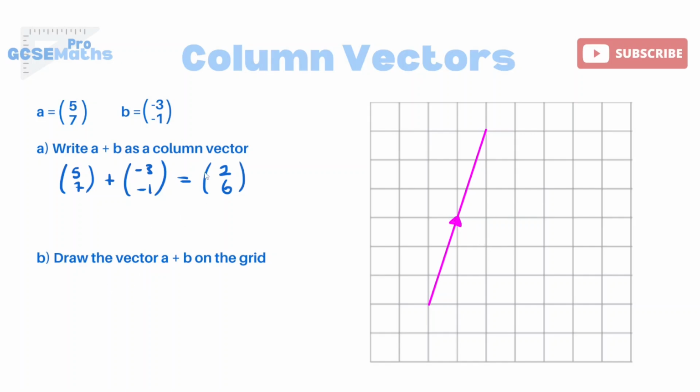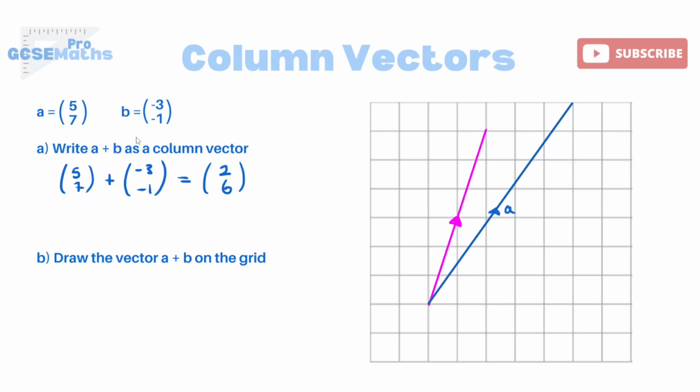Now, just a little bit of explanation. If you hadn't worked this out, let's say this wasn't part A, let's just say it said draw vector A plus B straight away on the grid. You could draw vector A first. So if I do it in a different colour, vector A is 5 to the right and 7 up. So let's say if I start from the same place here, that's vector A, isn't it? We've got 5 across to the right and then 7 up. So that is vector A on its own.